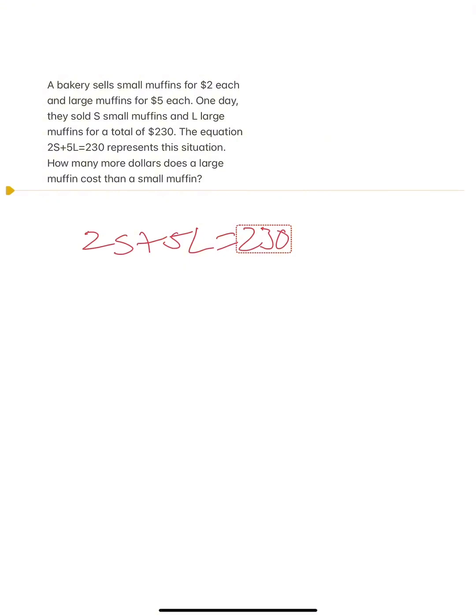We know that 2S means $2 per small muffin times the number of small muffins S, and 5L means $5 per large muffin times the number of large muffins L. So the coefficient 5 is the price of one large muffin in dollars. If we identify our two prices, first we have our small muffin price, which we can simply put as SMP, or however you want to identify it, and that is equal to $2. And our large muffin price, let's just say LMP, is equal to $5.